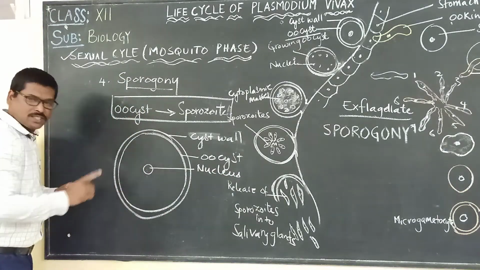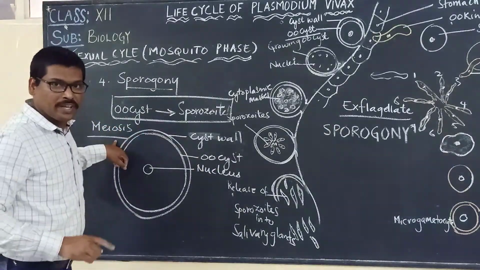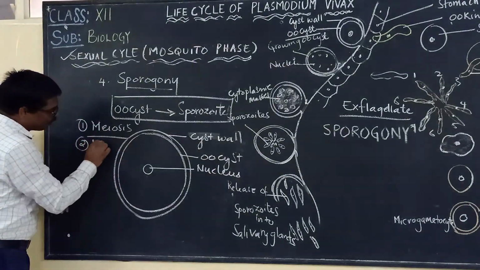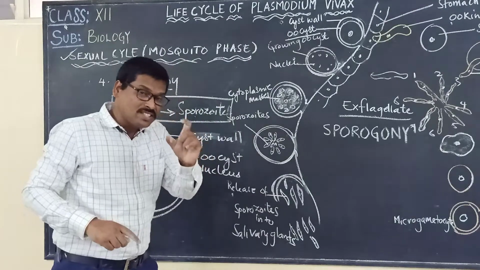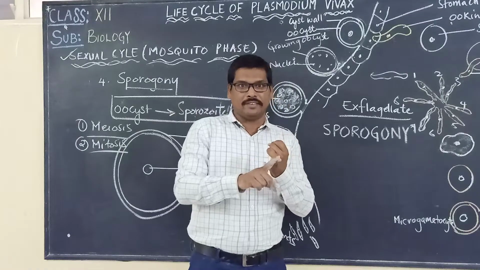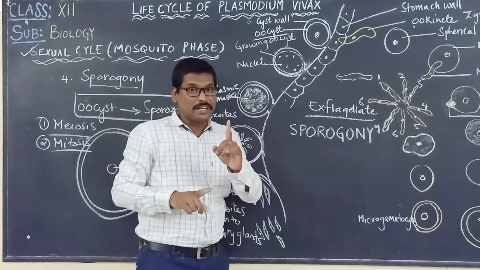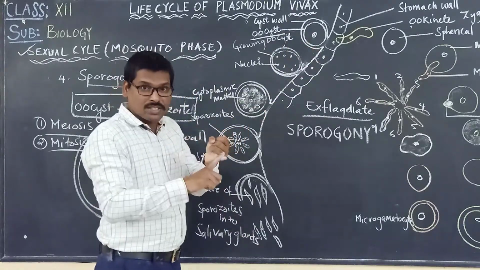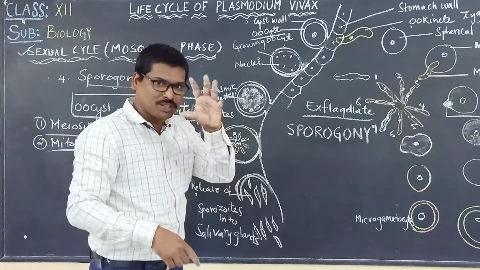This nucleus first undergoes meiosis, and then it undergoes mitotic division. So you have to remember, the nucleus of the oocyst first undergoes meiosis, also called reductional division, followed by mitosis. Please keep this in mind. The nucleus first undergoes meiosis, then mitosis, producing many nuclei within one cell.